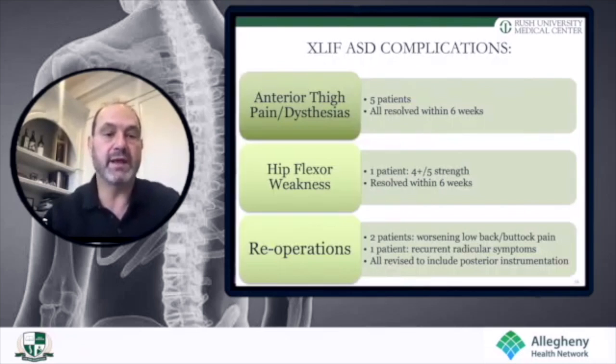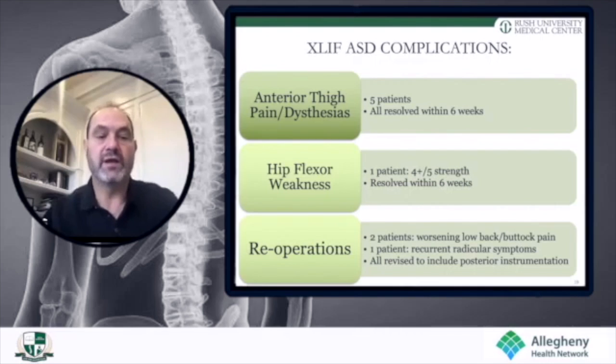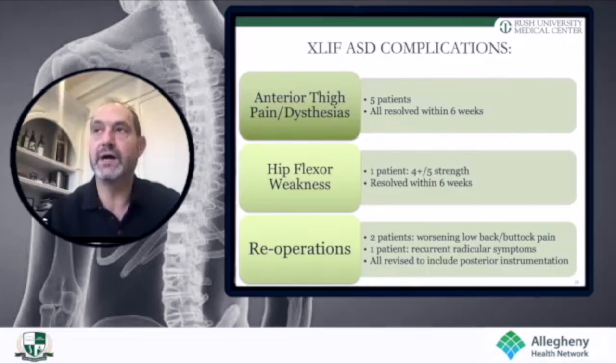Complications with the lateral approach, as you'd expect. Some patients had some anterior thigh pain, dysesthesia. 5 patients, all resolved within 6 weeks. 1 patient had 4+ out of 5 hip flexor weakness, again resolved within 6 weeks. 3 patients out of these 25 patients had reoperation. Those were performed for ongoing radicular symptoms and required usually minimally invasive posterior decompressions only.